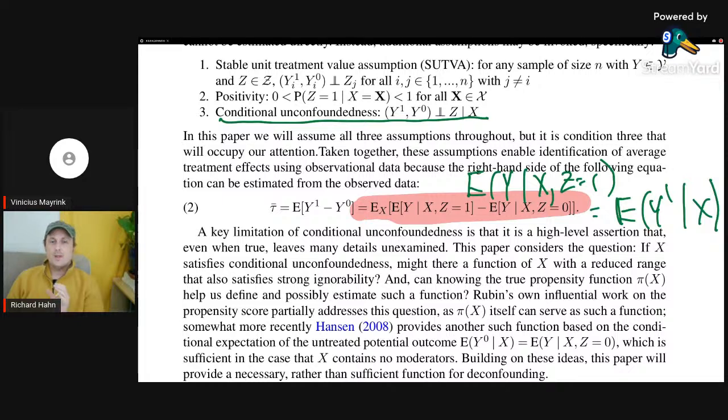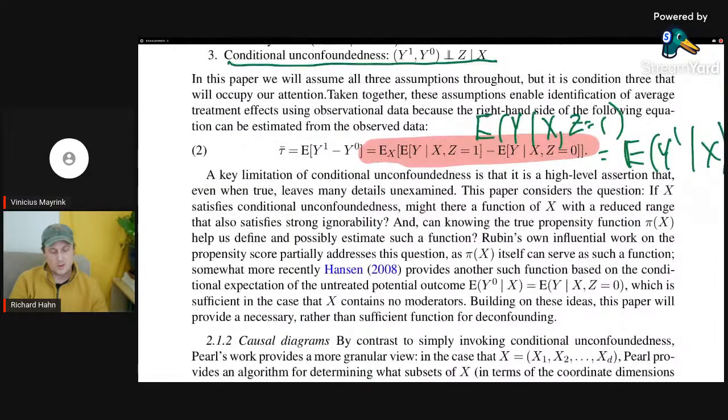And there has been a lot of previous research about the question: can I do better than just X? Is there a subset? Is there a transformation? Do I have to use all of it? So one of the earliest papers is the propensity score paper. The propensity score, which I did not define here, is the probability of receiving treatment. In this talk and in this paper, we're going to refer to that as pi of X. That's the probability that Z equals 1 given X.